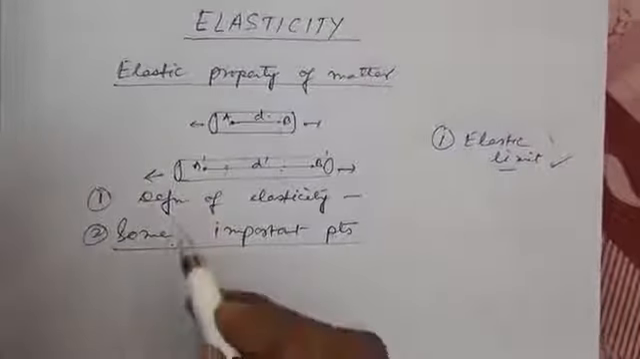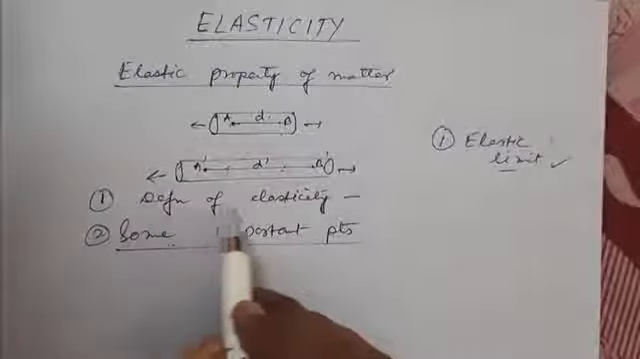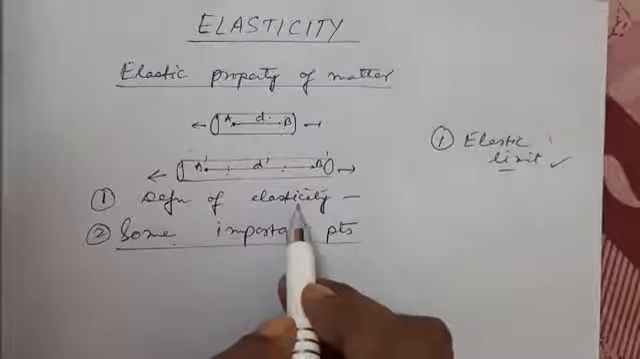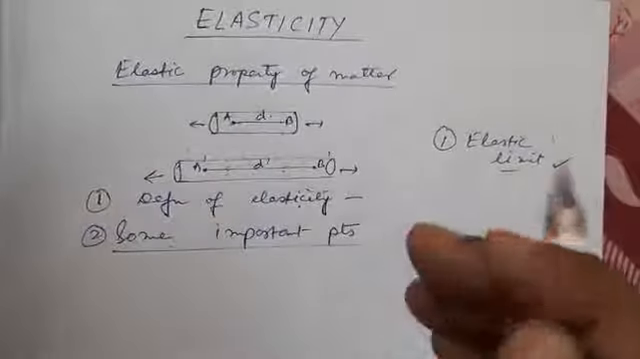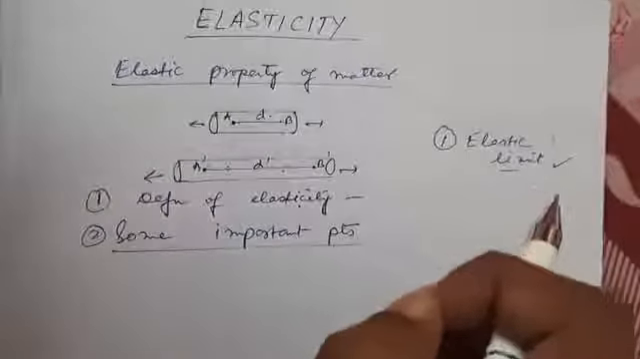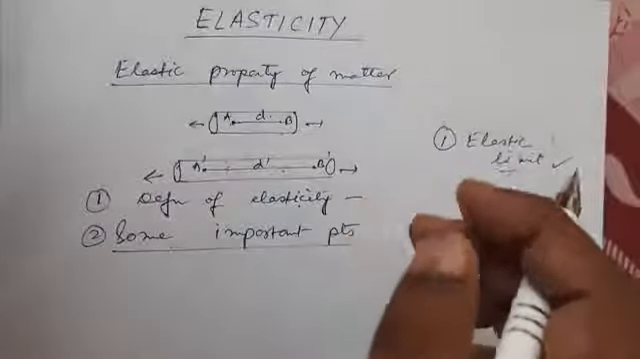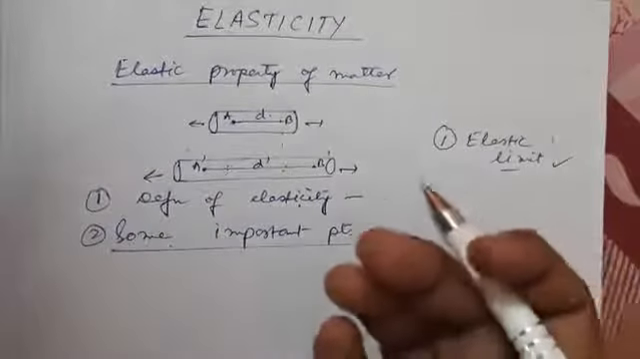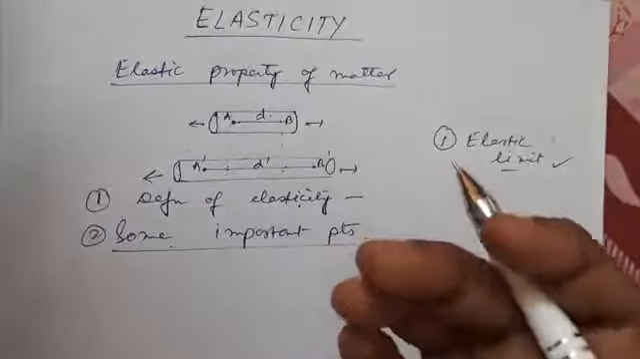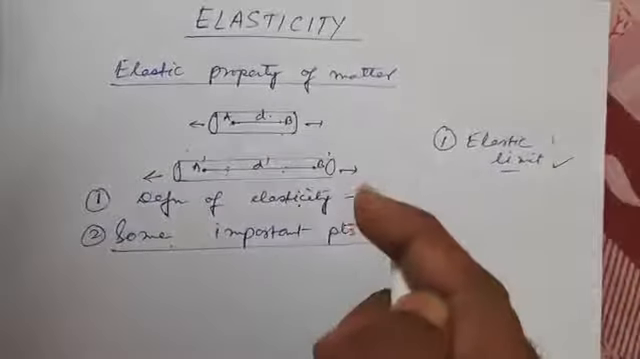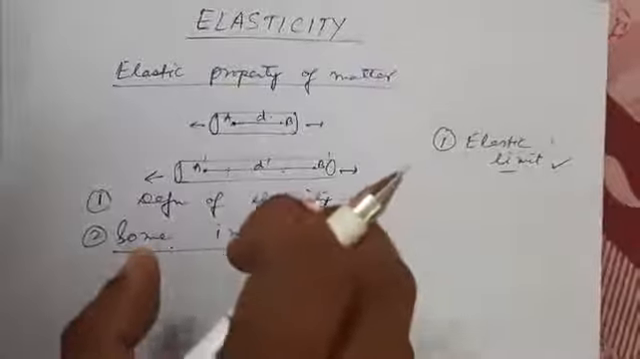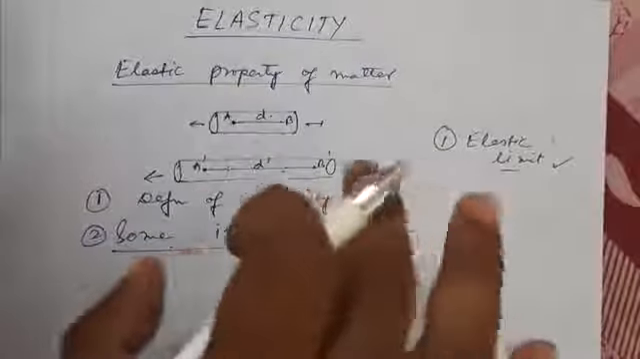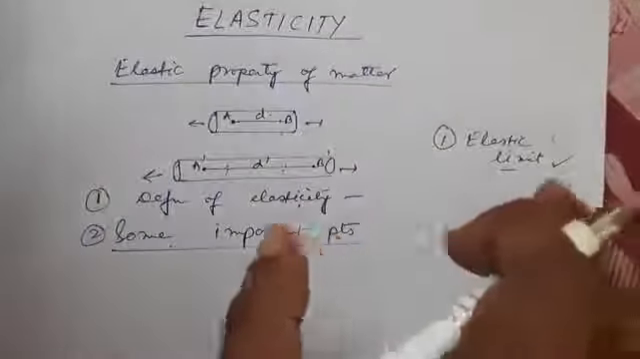Now, the first thing that we have to learn is the definition of elasticity that you will get in the book, or I can tell you: the property by virtue of which a body resists the deformation in shape or volume or both due to external forces acting on it, and regains its original shape and volume when these external forces are withdrawn, is called elasticity.